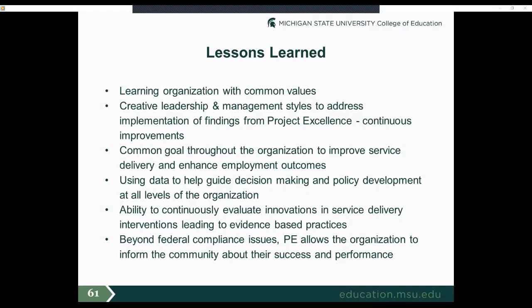And finally, beyond compliance issues, which we usually talk a lot about, PE allows the organization to inform the community about their success and performance. And this is ultimately important, not only to typical stakeholders in the process, but to the general public as well.